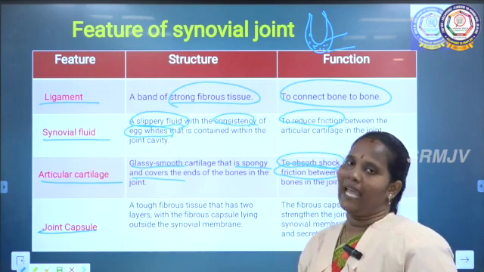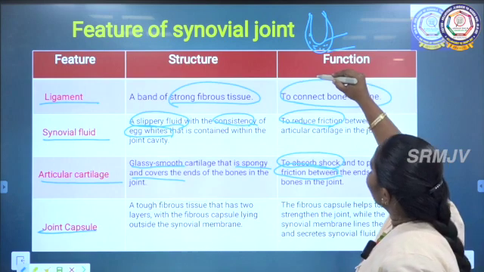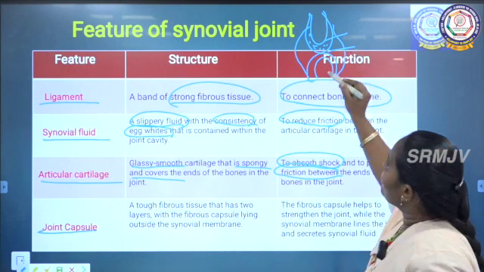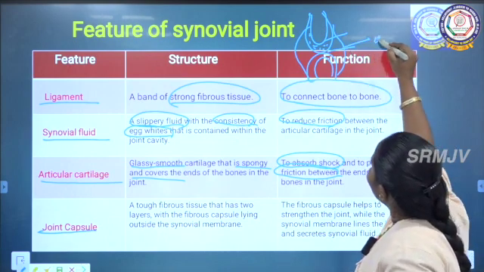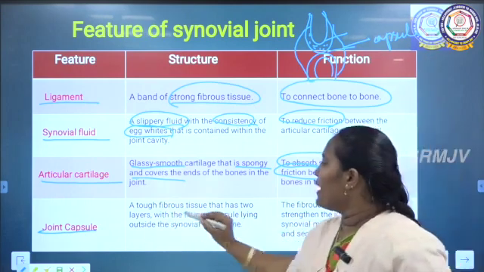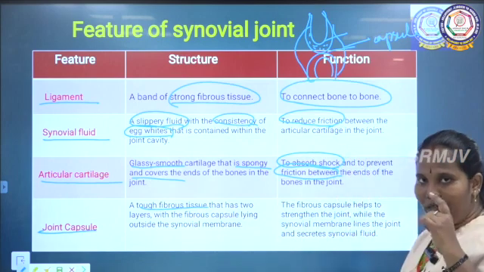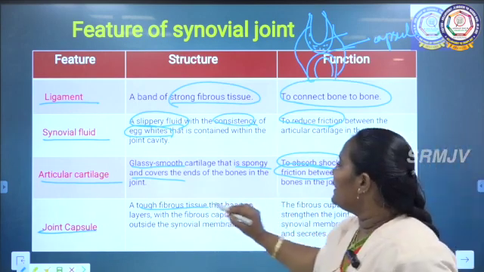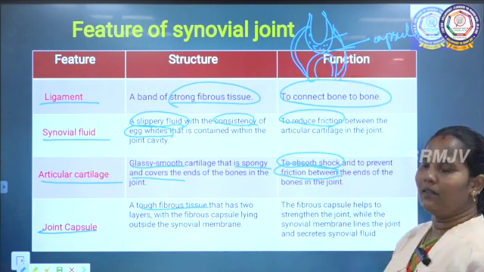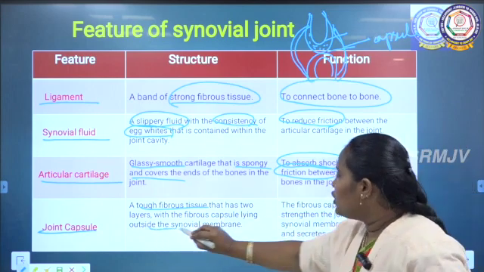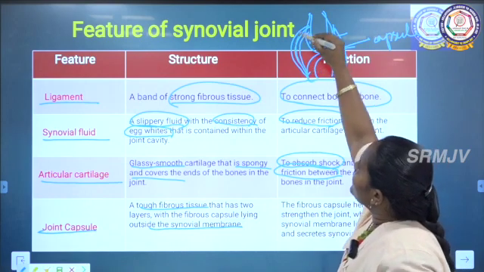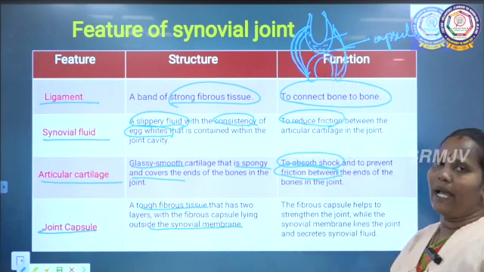After that, the joint capsule. Joint capsule means this is one bone, and this is another bone. These two bones are covered with the gap. This is called the joint capsule. The joint capsule is a tough fibrous tissue. Joint capsule is one of the types of fibrous tissue. It has two layers. This is one layer and one more layer covers this. The first layer is the synovial membrane. After that it is covered by the second layer, the joint capsule layer.